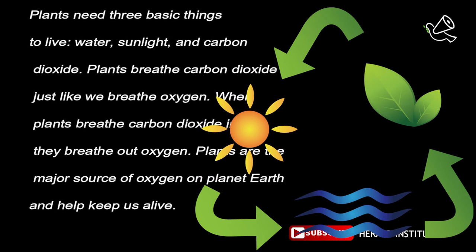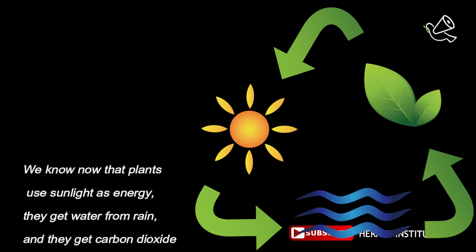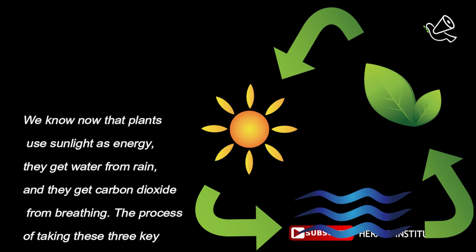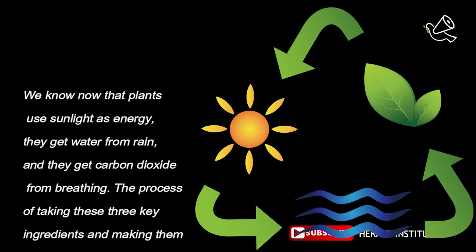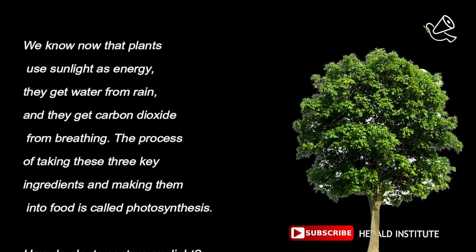We know now that plants use sunlight as energy. They get water from rain and get carbon dioxide from breathing. The process of taking these three key ingredients and making them into food is called photosynthesis.